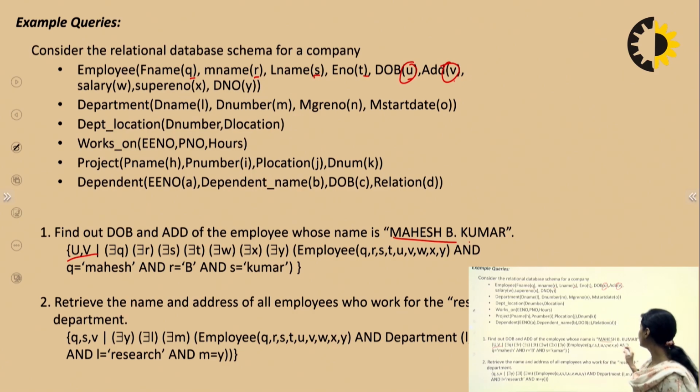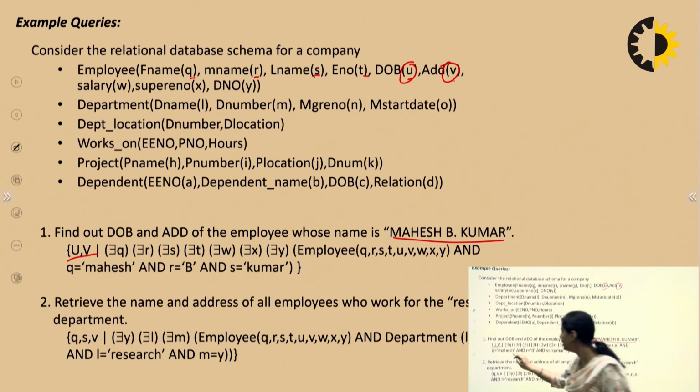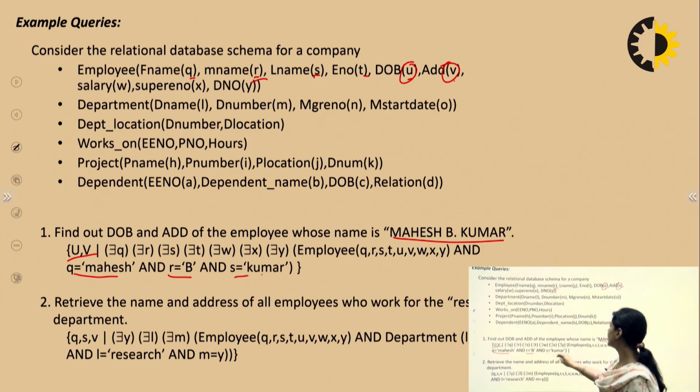Whose name is Mahesh B. Kumar, because we need to find out the name as Mahesh B. Kumar. The first name is Q. Q is Mahesh, R is the middle name, and S is the last name, that is Kumar.